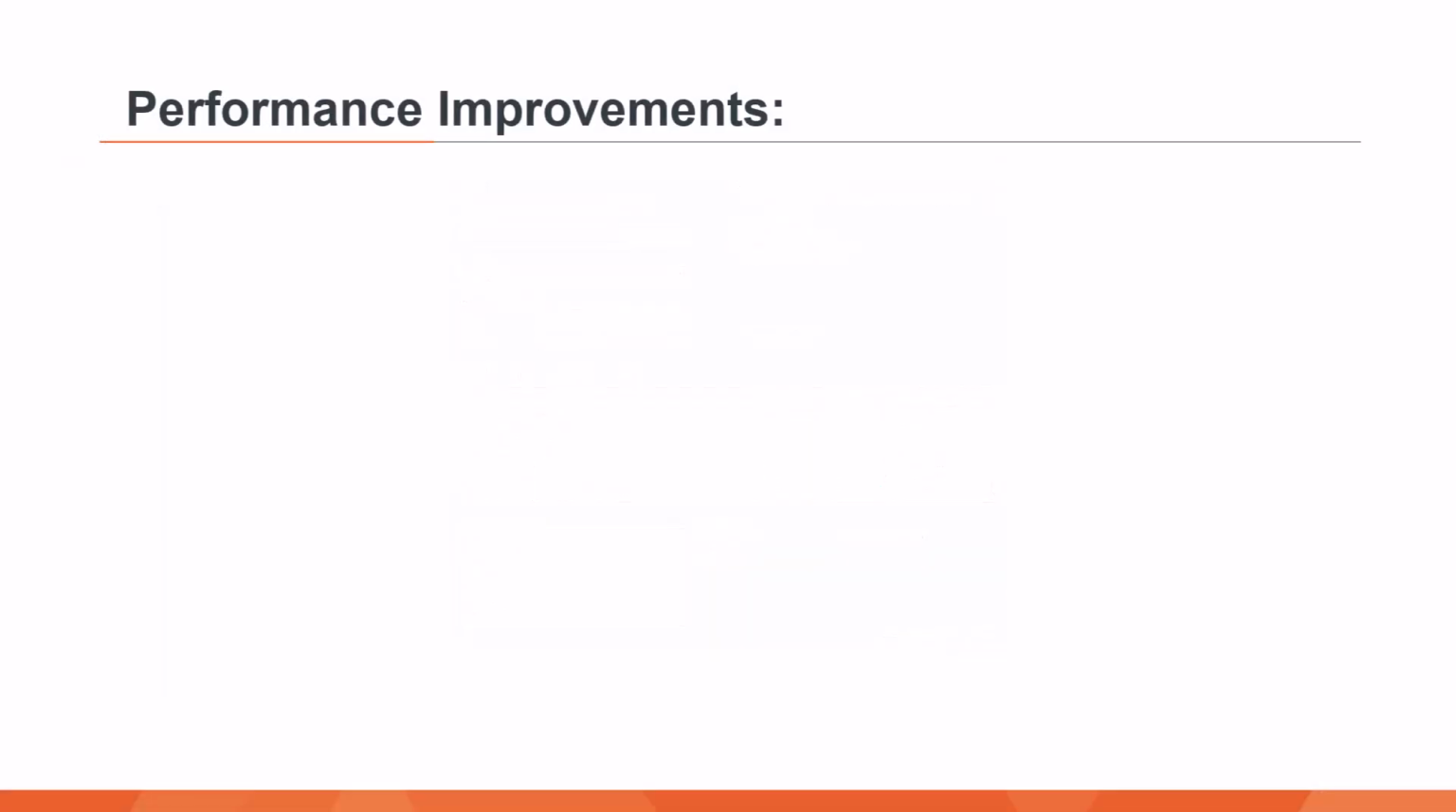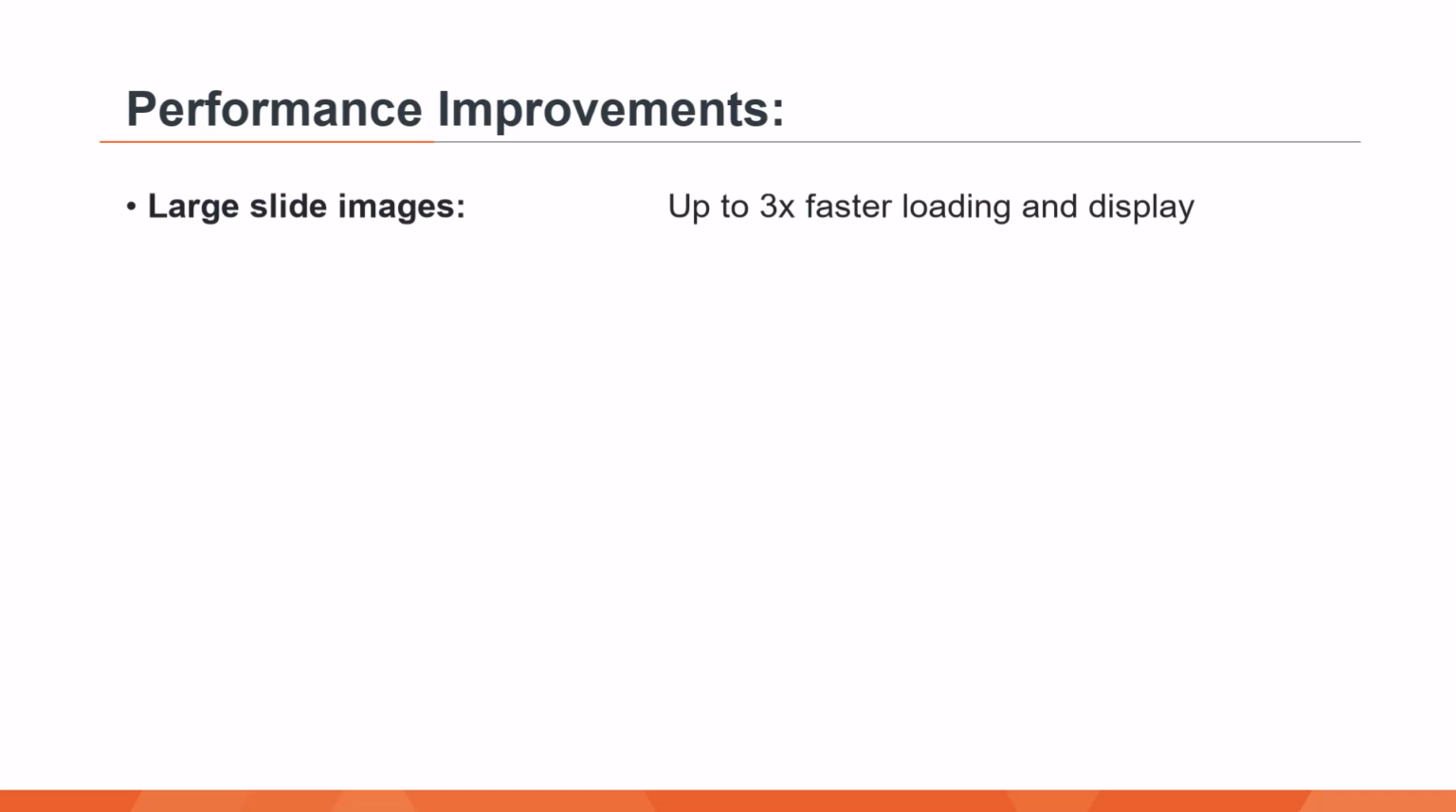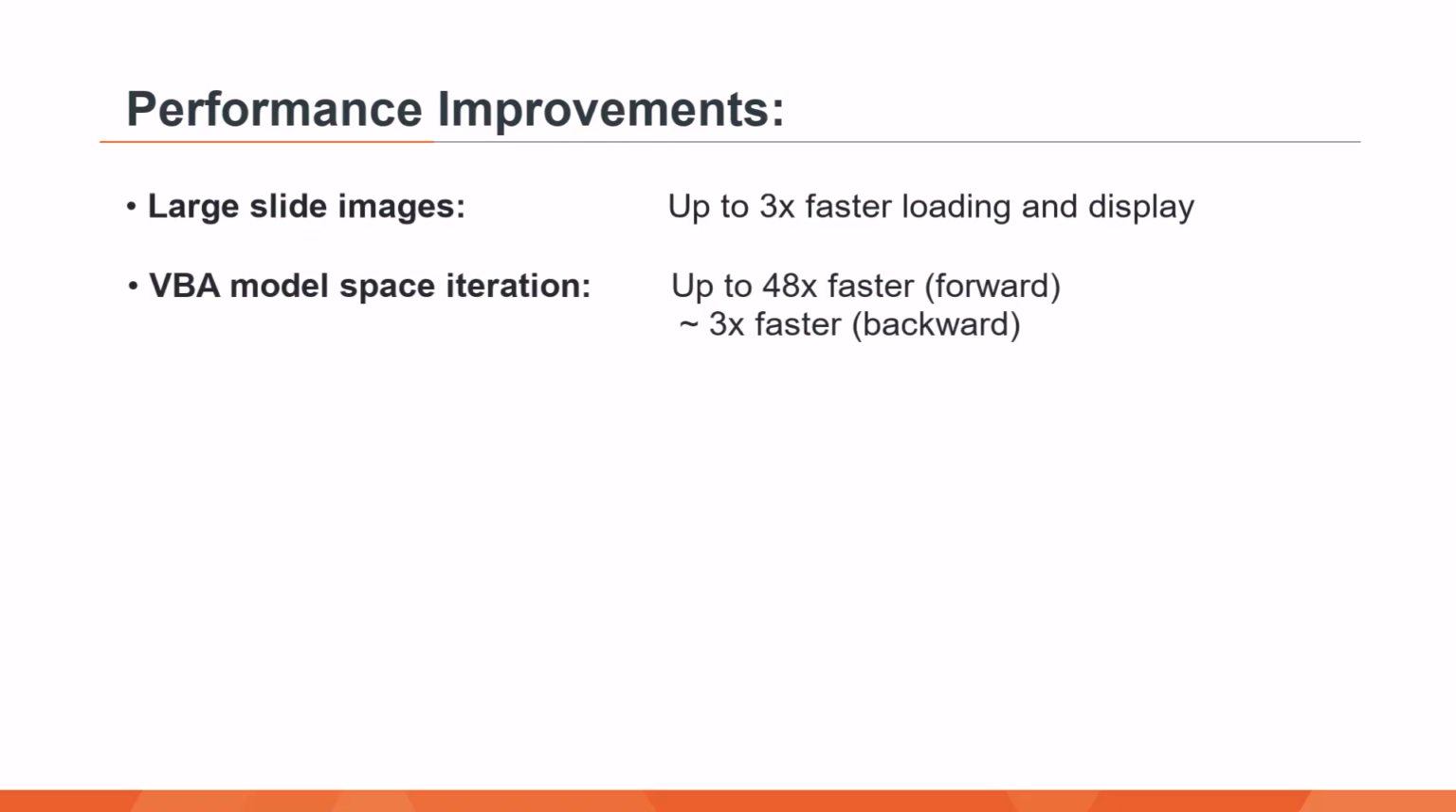With every IntelliCAD release, we continue to improve speed and responsiveness in the areas that matter most to our members' users. IntelliCAD 15.0 introduces another round of performance enhancements. Large slide images now load and display up to 3 times faster. Performance of VBA iteration through model space has been significantly improved, with forward iteration now up to 48 times faster and backward iteration nearly 3 times faster.